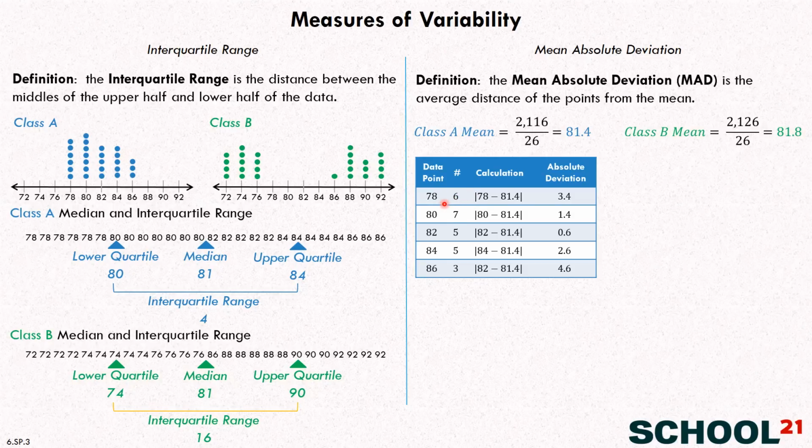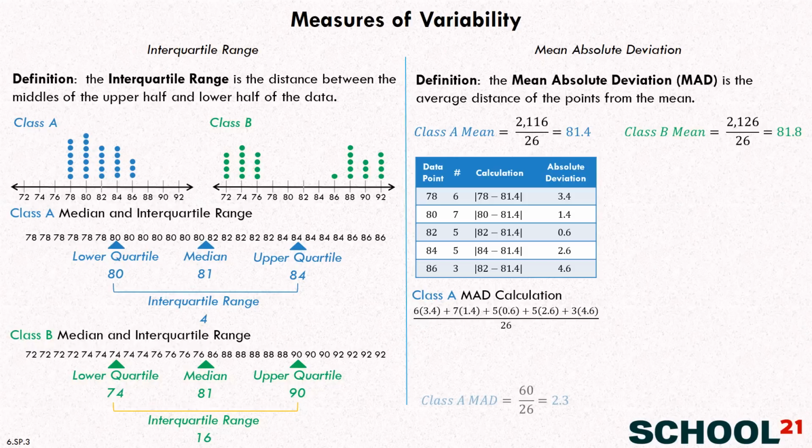So we have to multiply 6 times 78 plus 7 students times 80, et cetera here, and here's the calculation. So we'll multiply 6 students times 3.4, that's how far they were away from the mean, and then 7 students times 1.4, that's how far these 7 students were away from the mean. Then we'll do 5 students times 0.6, et cetera here. And then all of those, there are 26 of the students. So basically, again, we're saying how far was each data point away from the mean? Let's add all those up and then divide by the number of data points.